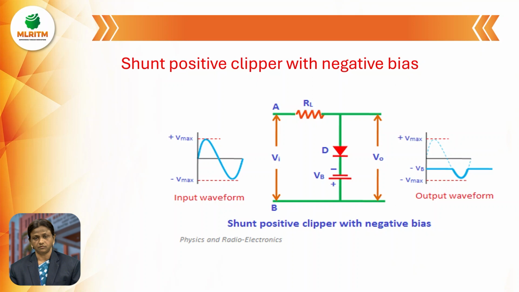So during the positive half cycle, what happens to the circuit? During the negative half cycle, what happens to the circuit?